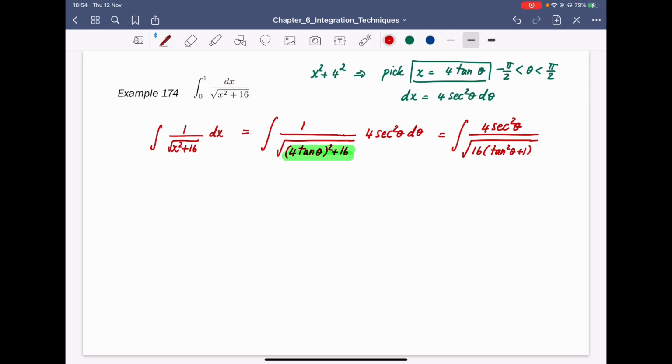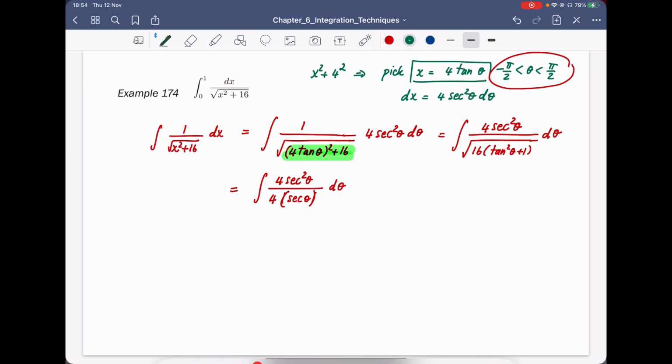All right, and because we know that tan squared plus 1 is equal to sec squared theta, right? So we're going to have integrate 4 times sec squared theta. On the denominator, I have 4 times absolute value of sec theta. But because we pick theta in quadrant 1 or quadrant 4, sec is going to be positive.